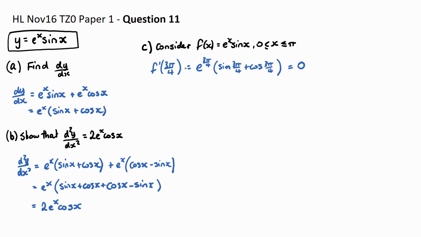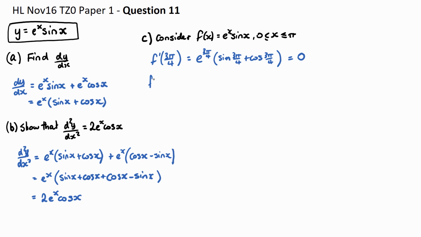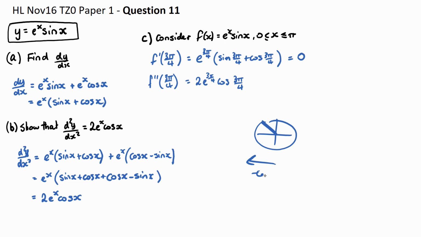So let's sub now 3 pi on 4 into our double derivative, which is 2e to the 3 pi on 4 times cos of 3 pi on 4. Now we know cos of 3 pi on 4 is negative, as I just showed you before. It's over here, and this is in the negative cos zone. So this is a positive number times a negative number. This will be less than 0.